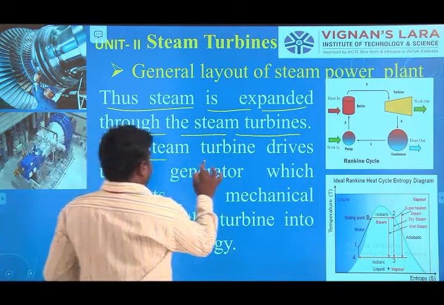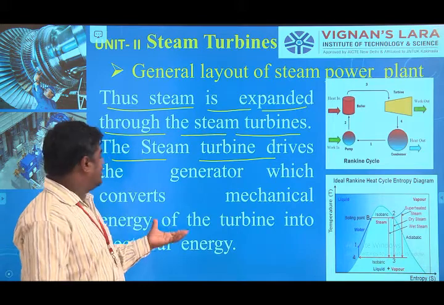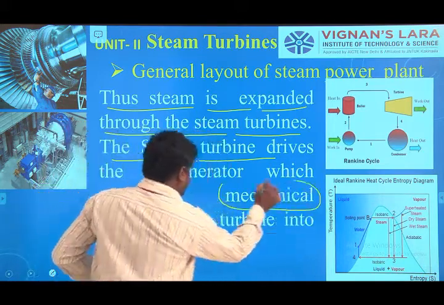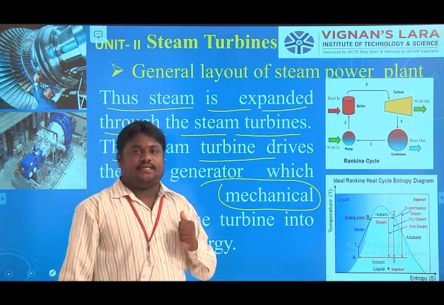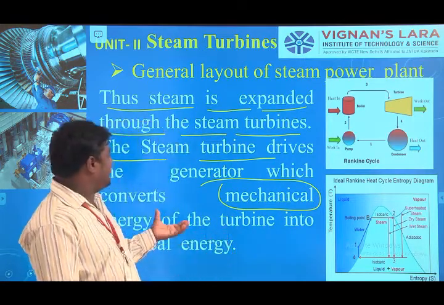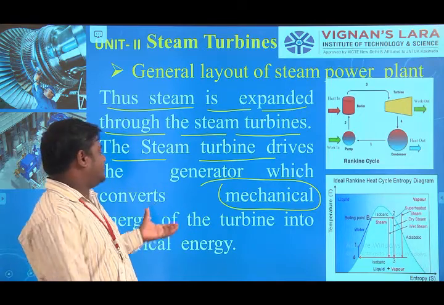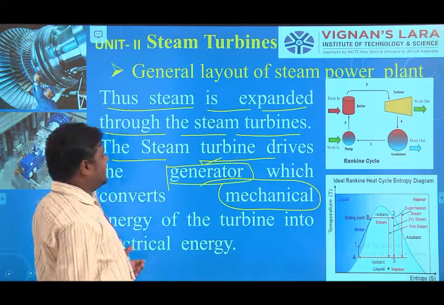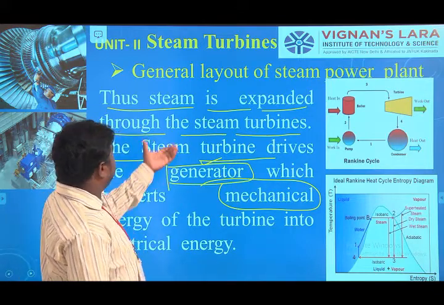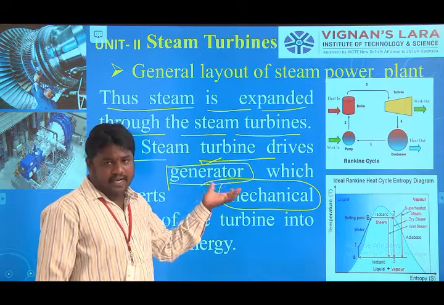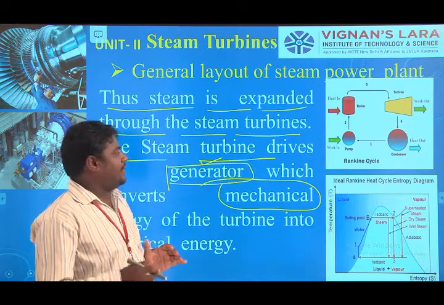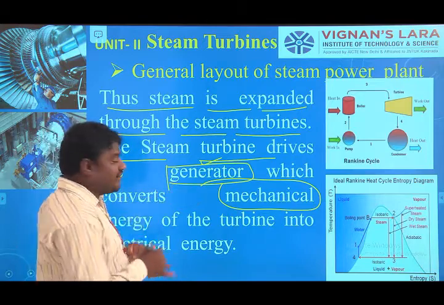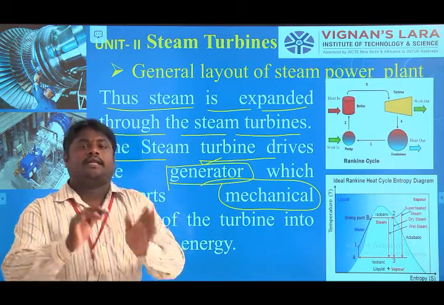The steam turbine drives the generator, which converts the mechanical energy of the turbine into electrical energy. So the main thing is the generator, which we discussed here. First of all, the steam is expanded through the steam turbine, and the steam turbine drives the generator, which converts the mechanical energy to electrical energy.